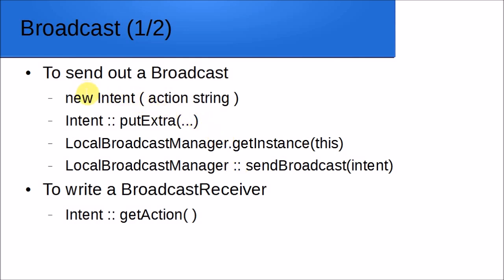When you're sending out a broadcast, the constructor takes a string. Android calls this string an action, or you can think of it as a message ID. If you think of it, you're broadcasting messages, right? This is a message ID, and then you stuff things onto the intent. This is your payload, basically. So message ID here, payload here, okay?